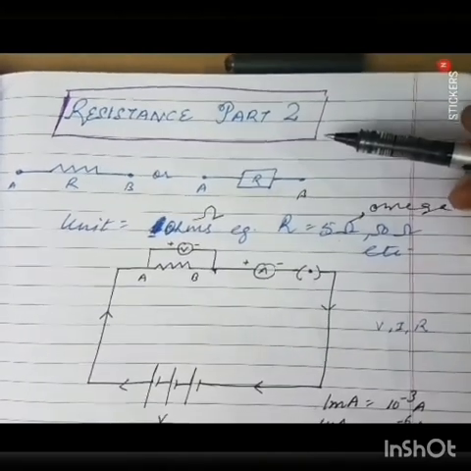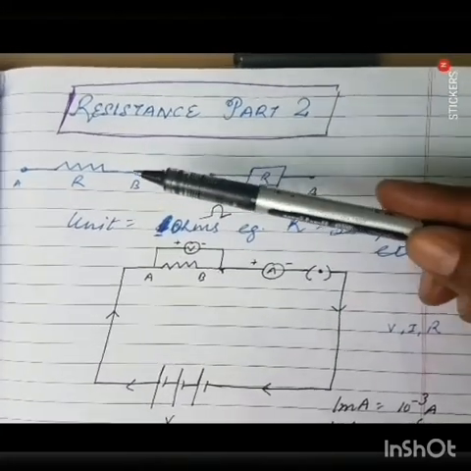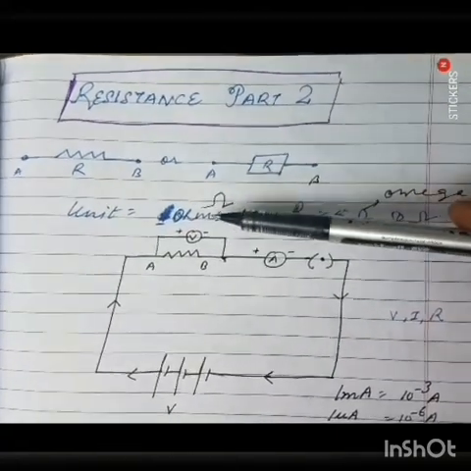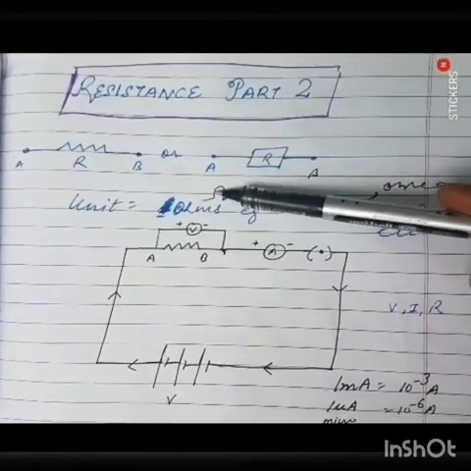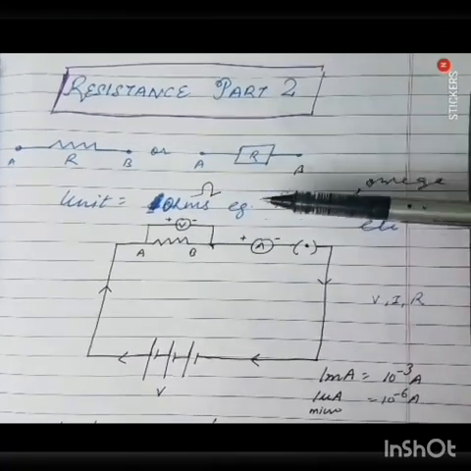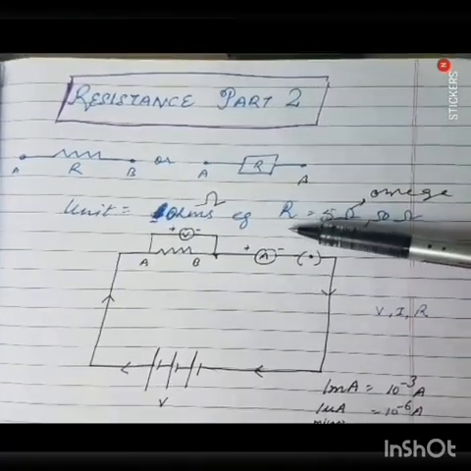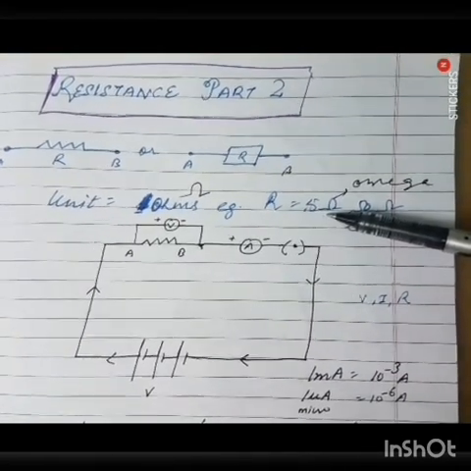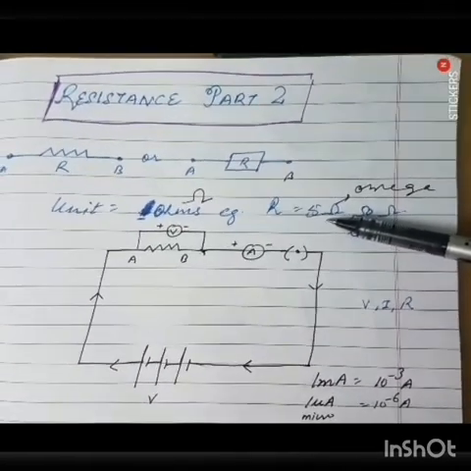In part 1, we discussed the resistance symbol, this or this, both we can choose. The unit of resistance is ohm, represented by the Greek symbol omega. And one more explanation: if R equals 5 ohm, that means a conductor or a device is offering a resistance of 5 ohms.